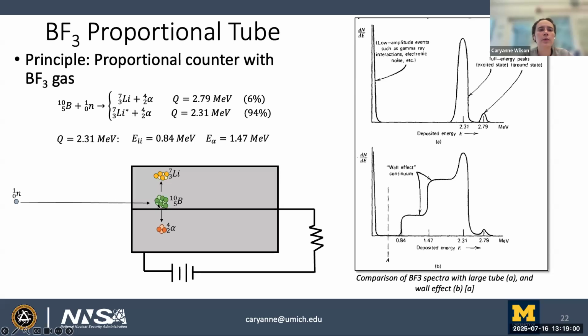When the boron undergoes these reactions, the reaction products will be emitted in equal and opposite directions. In a really large tube, the interaction is more likely to happen towards the center, so both products deposit their full energy. But in smaller tubes, one particle may escape the detector before it deposits all of its energy, which will cause this wall effect you see here.